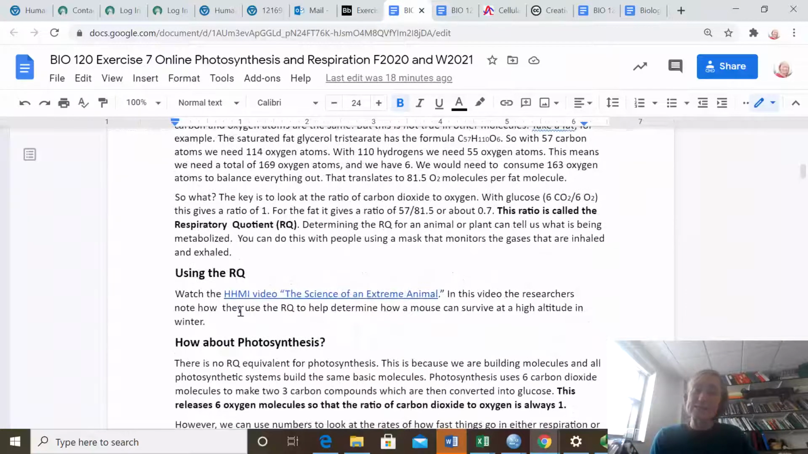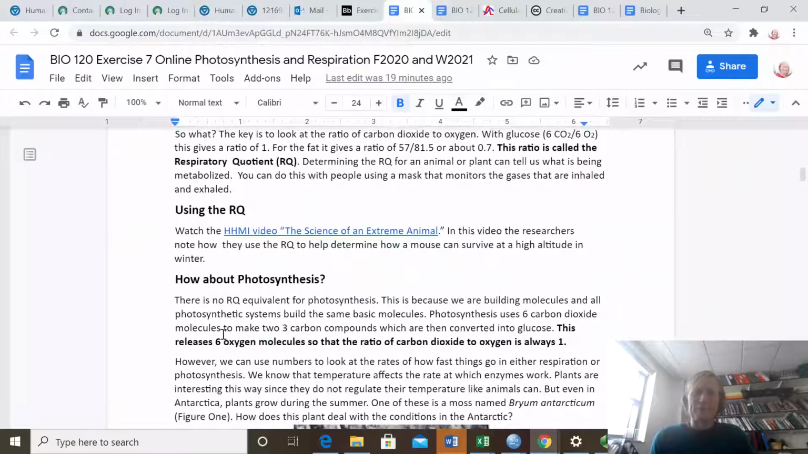Okay. In photosynthesis, we don't talk about respiratory quotients, right? In photosynthesis, we are using 6 carbon dioxides to make a 6 carbon sugar. So there's 6 carbons that are being conserved, and this always releases 6 oxygen molecules. So you get this ratio of 1 all the time.